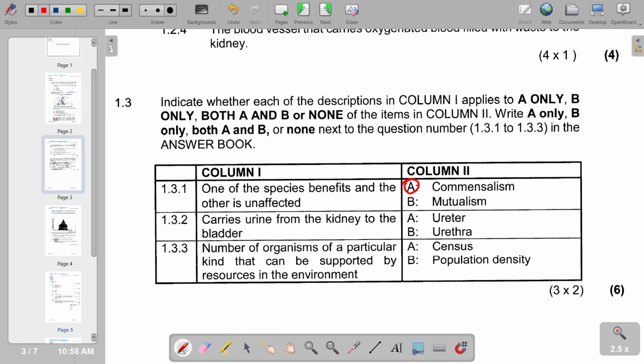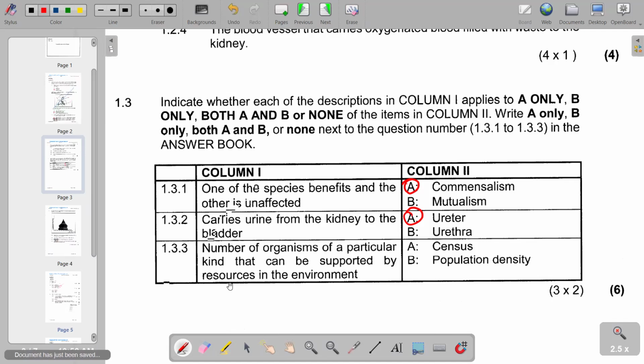So we go to 1.3.2, carries urine from the kidney to the bladder. You see that the one that carries urine from the kidney to the bladder is the ureter, A. So the urethra comes, it carries urine from the urinary bladder to the outside of the body. So you'll see that it now takes the urine from the bladder and then carries it outside the body. So it makes it not correct.